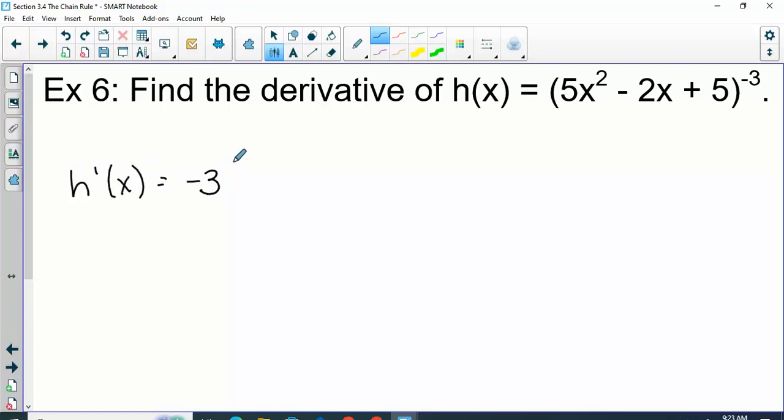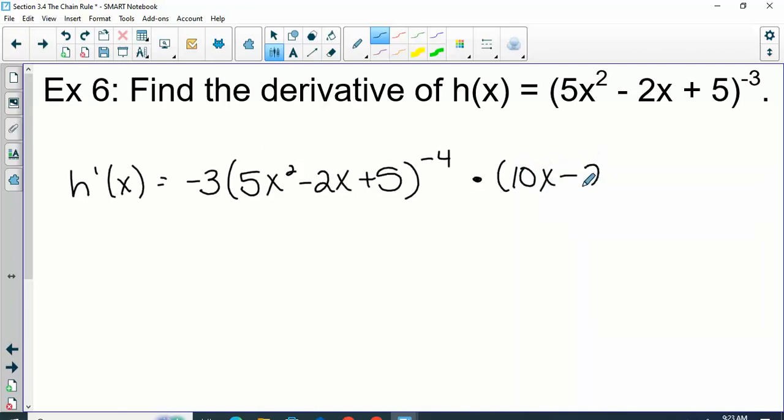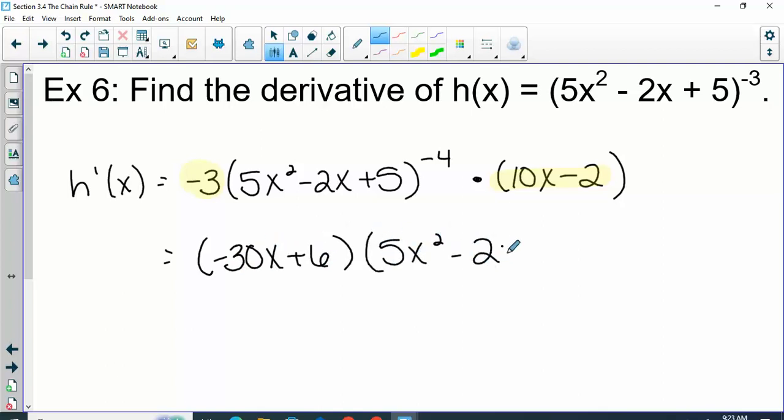Exponent comes down. Inside stays the same. Subtract 1 from the power, so it becomes -4, times. What's the derivative of the inside? You could leave it like this. If you chose to, you could distribute the -3 through that parenthesis. That's kind of optional. If you did that, you get -30x plus 6 times. You guys get that one? Good.